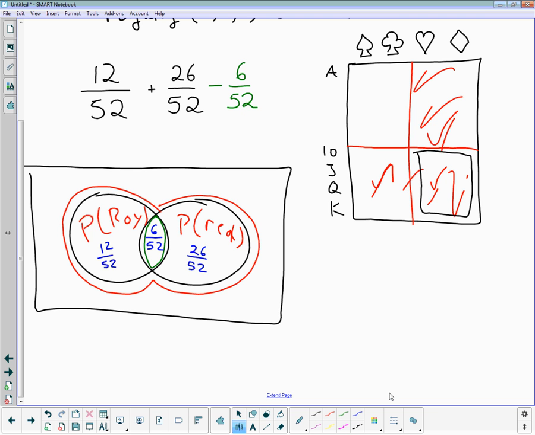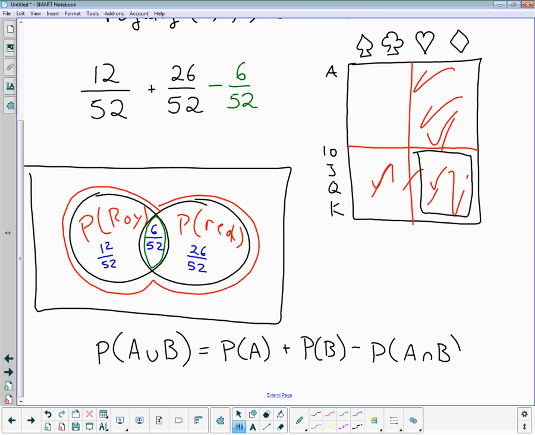So we can write this as the probability of event A or event B, one or the other. The probability of A or B happening is the probability of A plus the probability of B minus the probability of both. That's a formula you're going to need.